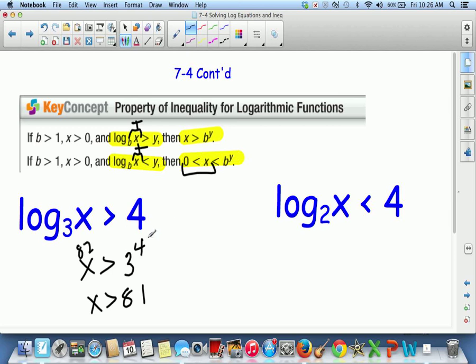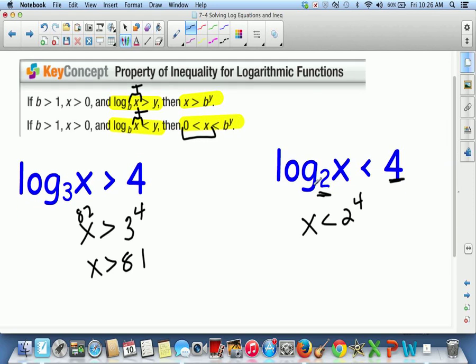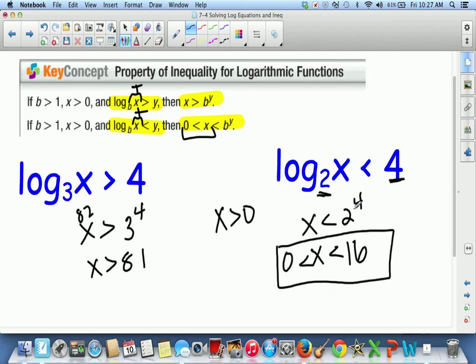Now what about this one? We have X is going to be less than 2 to the 4th power, because remember, 2 is our base and 4 is our exponent. So then X is less than 16. But we also have to do the other part, because it's a less than sign, and there are a lot of numbers less than 16, even lots of negative numbers, which we can't have, right? So we also have to say X is greater than 0. And we can write it like this up here. So this is how we will write it.